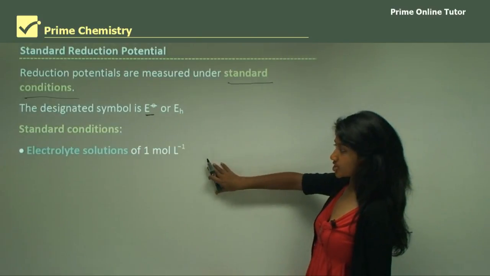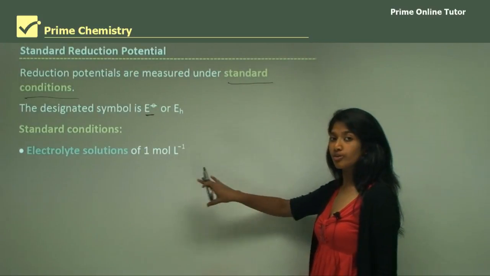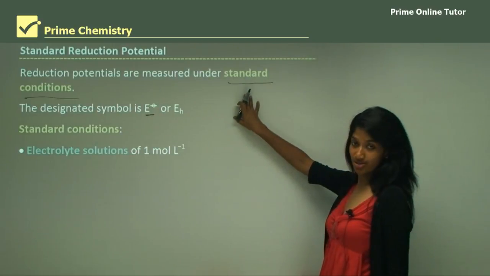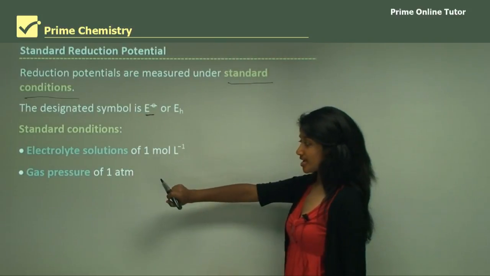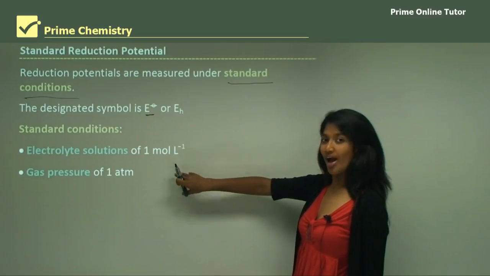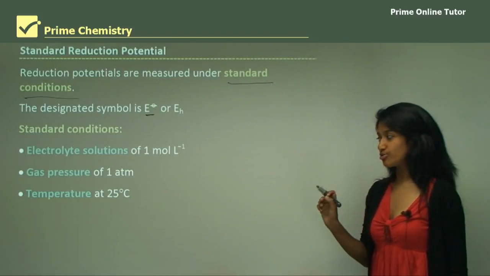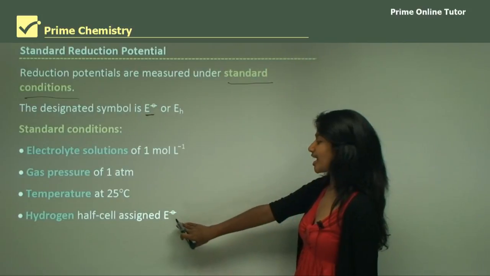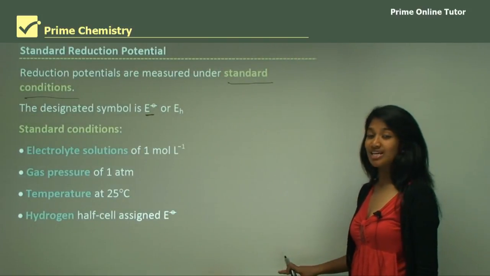So the standard conditions: the electrolyte solution has to be 1 mole per liter. So both of your electrolyte solutions have to be 1 mole per liter to have standard conditions. The gas pressure has to be 1 atm. So for example, the example we took before has 1 atm as gas pressure. And the temperature has to be room temperature, that is 25 degrees Celsius. And the hydrogen half cell against the EMF. So these are the 4 standard conditions which you have to have in a galvanic cell.